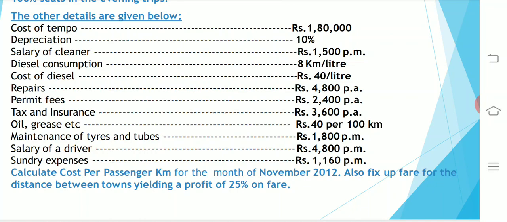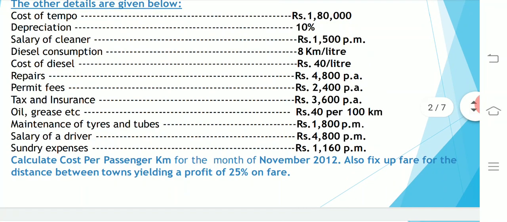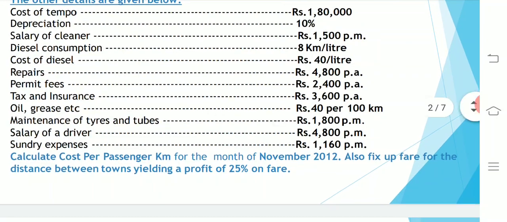Maintenance of tires and tubes, rupees 1,800 per month. Maintenance of tires and tubes is a maintenance charge and it is given per month. Salary of driver, rupees 4,800 per month. Salary of driver is a standing charge and it is given per month. Sundry expenses, rupees 1,160 per month. Sundry expenses are a standing charge and it is given per month.